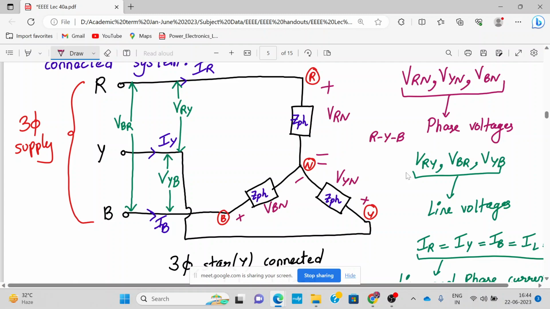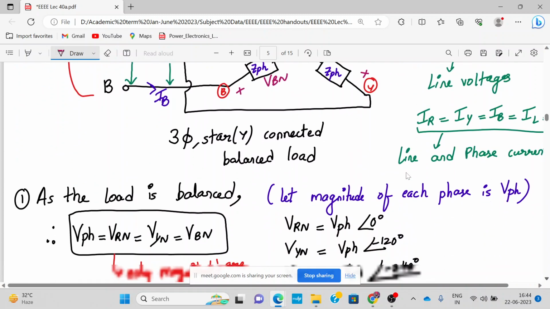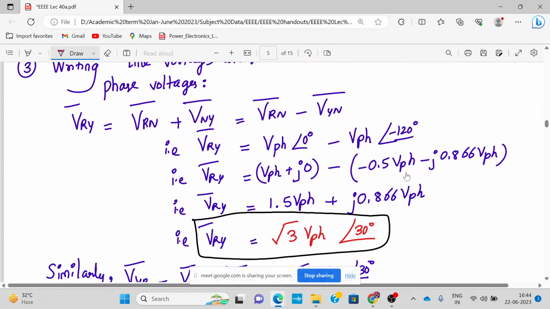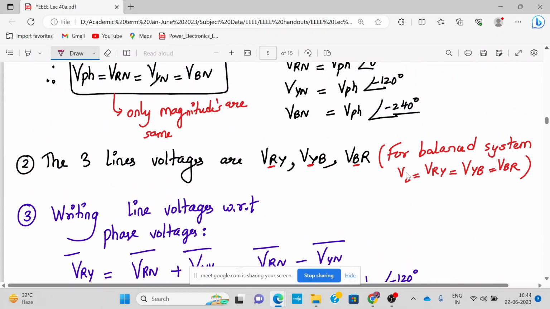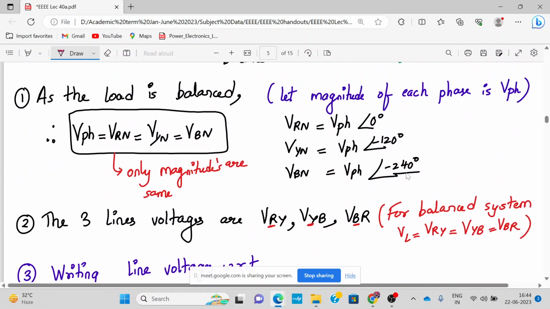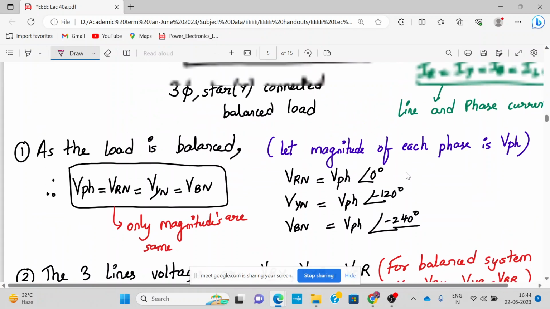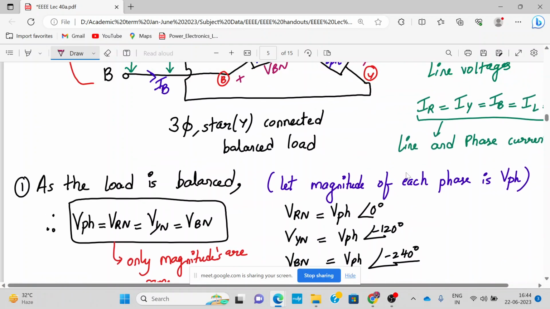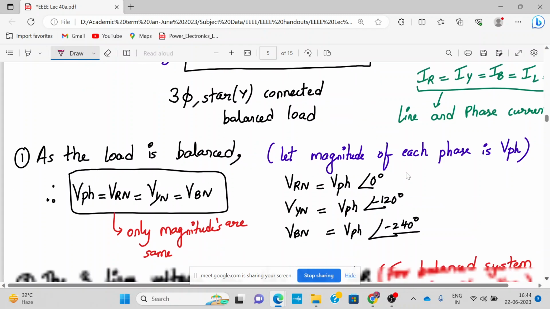Okay, so these are the things we should remember. Also, you need to figure out how we have written the three line voltages. Each of them differs by 120 degrees, so VRN, VYN and VBN are differentiated by a 120 degree angle, as you can see over here.